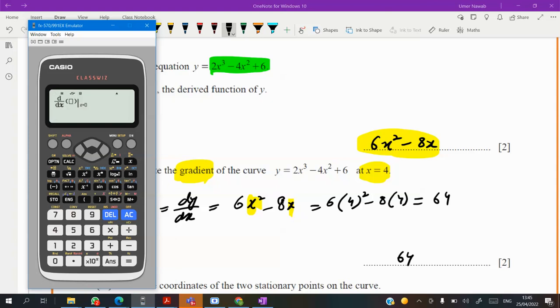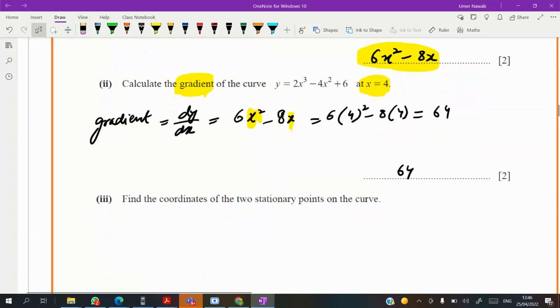Now here d over dx we want to find, so copy the equation of the curve: 2x to the power 3 minus 4x squared plus 6. I want to find the gradient at which point? Bring your cursor here. So x is equal to 4. Look, I found 64, so already it is here. So you can find the gradient directly using the calculator. But if you get the answer directly from a calculator, the examiner will not give you the marks for this. You have to show your working. Only use the calculator to verify your answers.